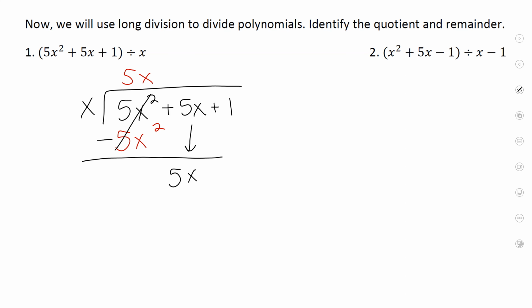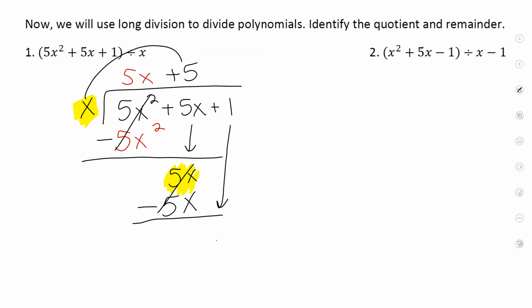Now let's start again. X times what will give you 5x? 5. So guys, up at the top, we're going to put a plus 5. Now we're going to multiply. X times 5 is 5x. After this step, just change the sign. What's 5 minus 5? 0, that's gone. Bring down the next number, a 1.